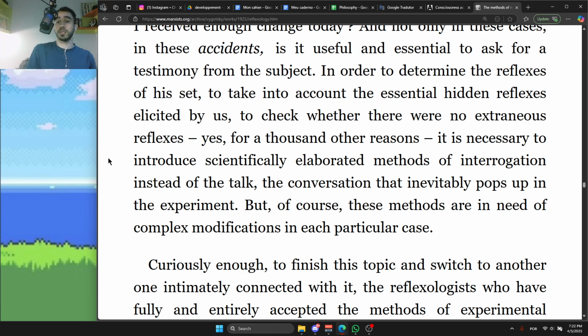Yes, for 1,000 other reasons, it is necessary to introduce scientifically elaborated methods of interrogation instead of the talk, the conversation that inevitably pops up in the experiment. But of course, these methods are in need of complex modifications in each particular case.